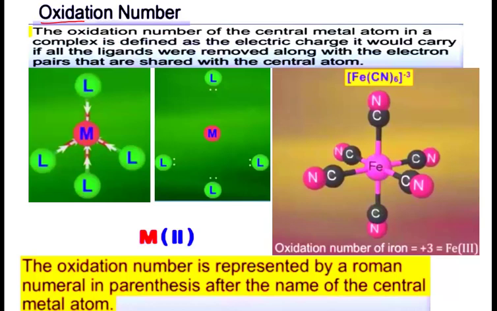The oxidation number of the central metal atom in a complex is defined as the electric charge it would carry if all the ligands were removed along with the electron pairs that are shared with the central atom. It's just like what we have discussed in redox reactions, oxidation number, and the calculation will be done in the same manner. It's one and the same thing, right? Now in this picture, as you can see, the ligands are bonded with the central metal atom through a coordinate covalent bond. Means both the electrons are provided by the ligand, right?